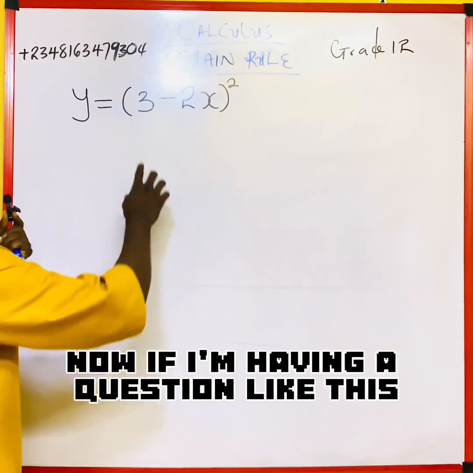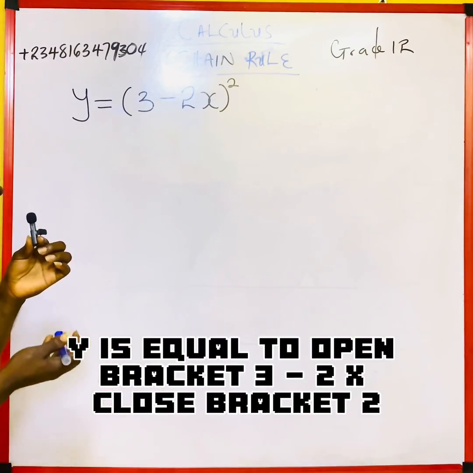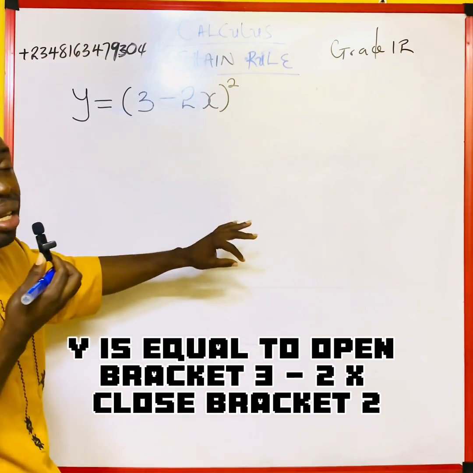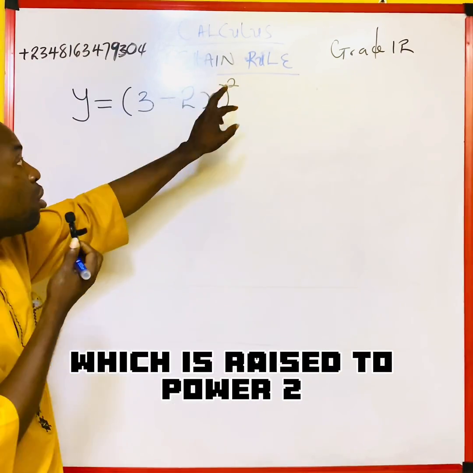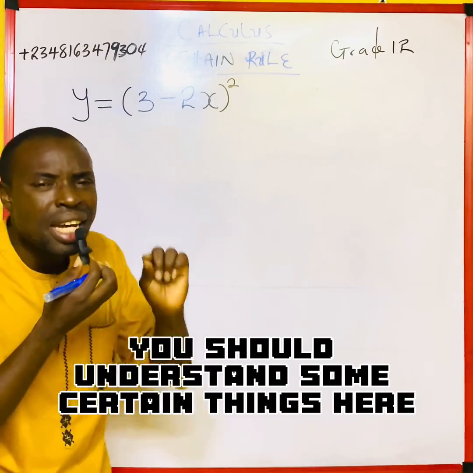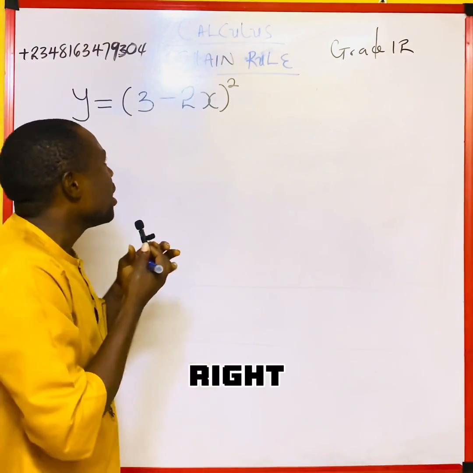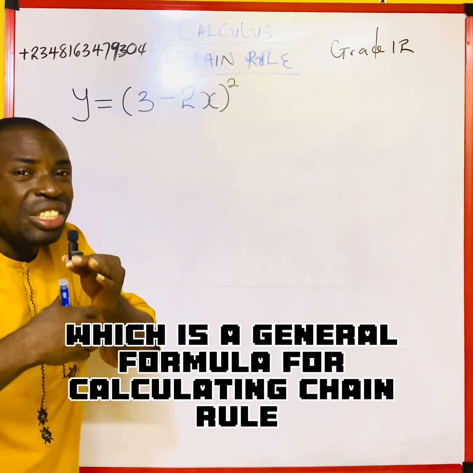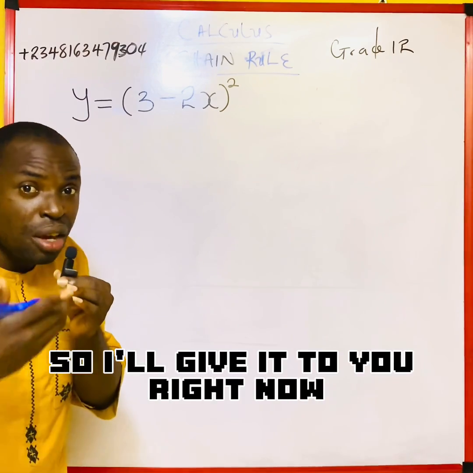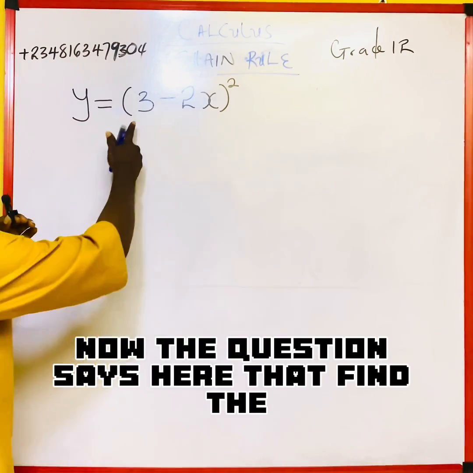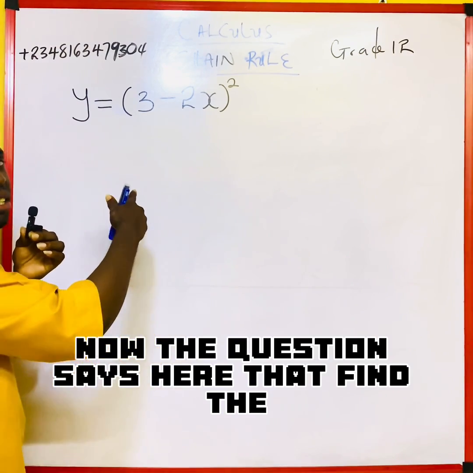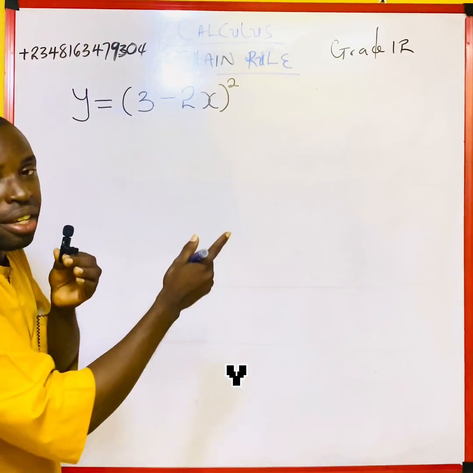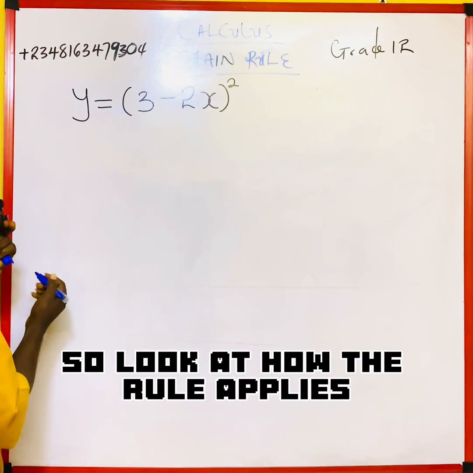Now, if I'm having a question like this, y is equal to open bracket 3 minus 2x close bracket to the power 2, you should understand some certain things here, right? There is a general formula for calculating chain rule, so I'll give it to you right now. The question says find the differentiation of what now? y. So look at how the rule applies.